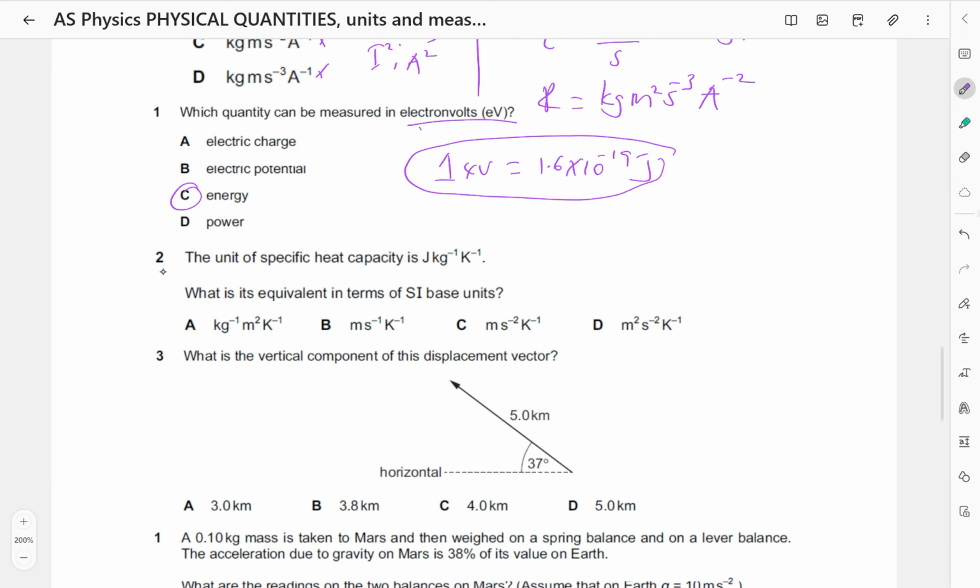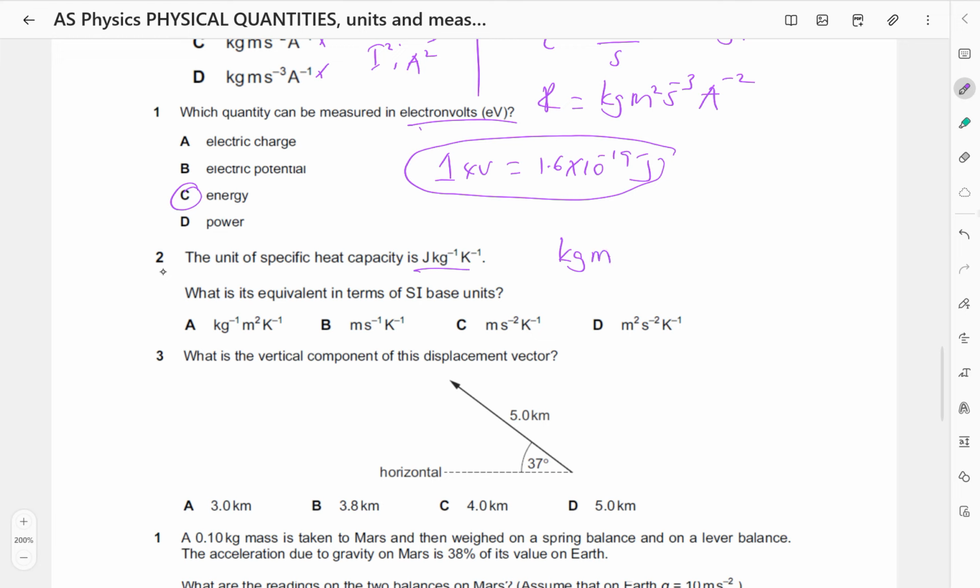The unit of specific heat capacity is joules per kilogram per Kelvin. What is the equivalent unit? The equivalent in terms of SI base units, we just remove the joule. The joule is a unit for energy. Energy is work done, and work done is force times distance. Force is kilogram meters per second squared times meters.